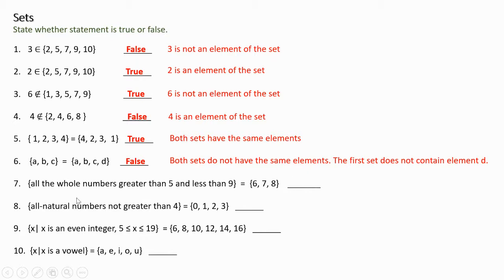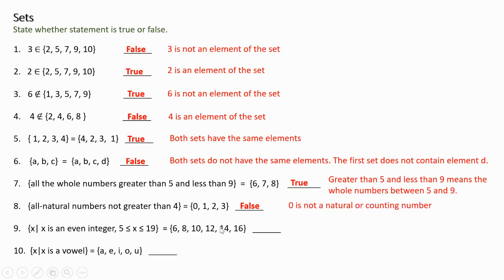Number 7, the set of all the whole numbers greater than 5 and less than 9 is equal to 6, 7, 9. I mean 6, 7, 8. Let's see, greater than 5, right? So 5 cannot be included, so it's true, and less than 9, so this is true. And that's the explanation. Greater than 5 and less than 9 means the whole numbers between 5 and 9. All the natural numbers not greater than 4. Okay, so no more than 4, right? So, my bad, guys, I went too quick there. So it's 0, 1, 2, 3, right? So this is false. Why? Because 0 is not a natural number.